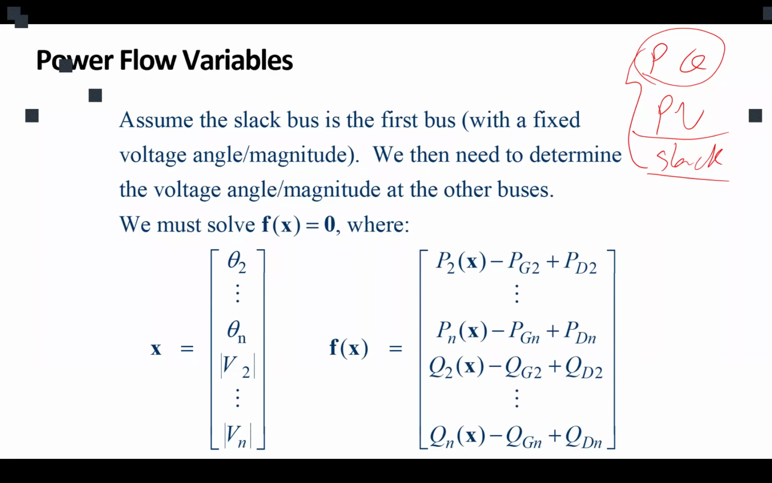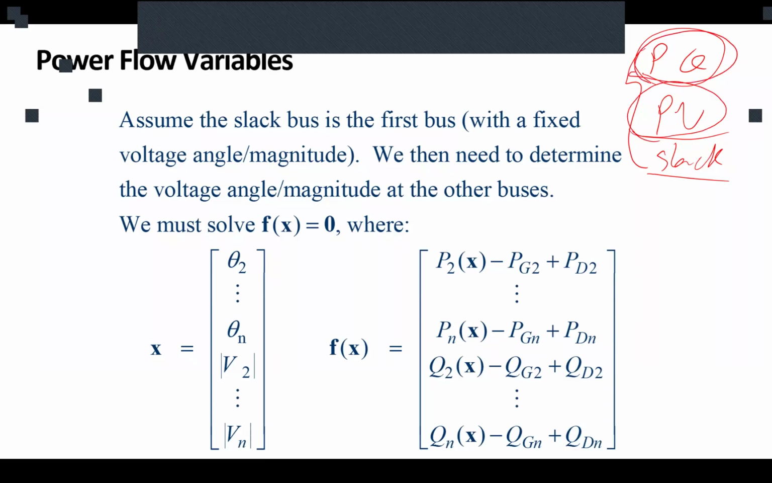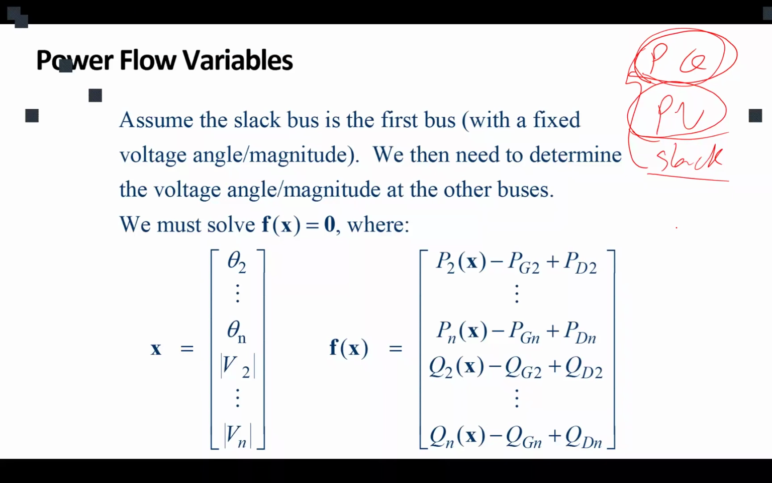The slack bus in the system is either PV or PQ. You have a graph, and one of the buses you choose, put it aside, and label it as a reference or slack bus.